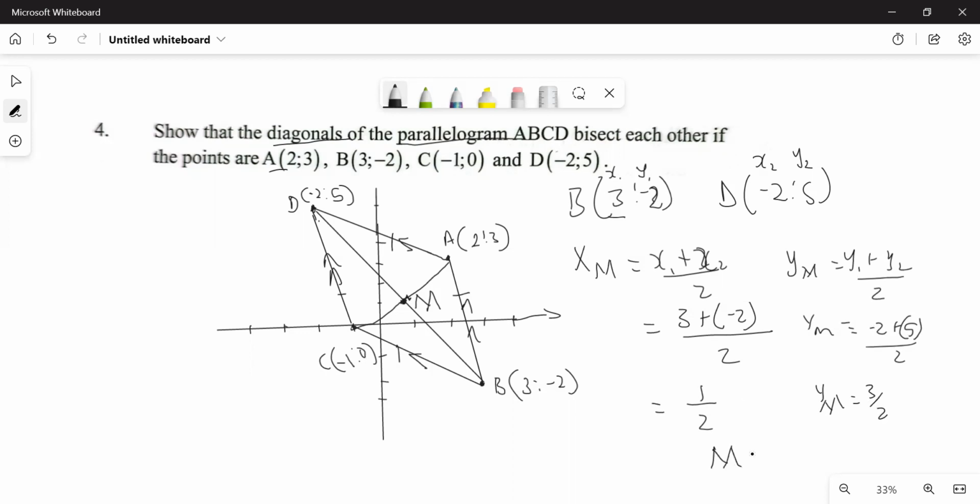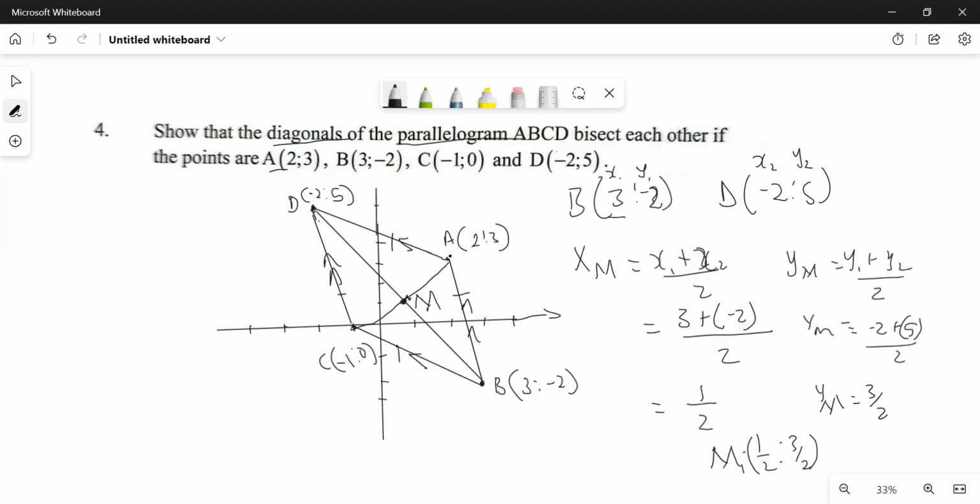Then let's call this one m1. M1 is for DB, and m1 is actually going to be equal to 1 over 2 and 3 over 2. So we have 1 over 2 and 3 over 2.